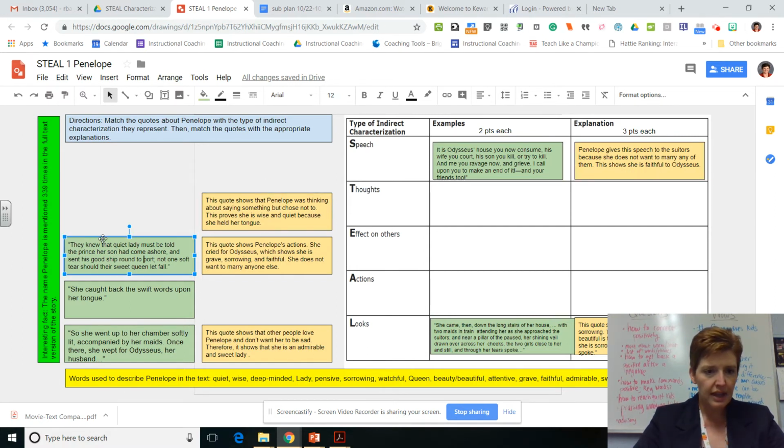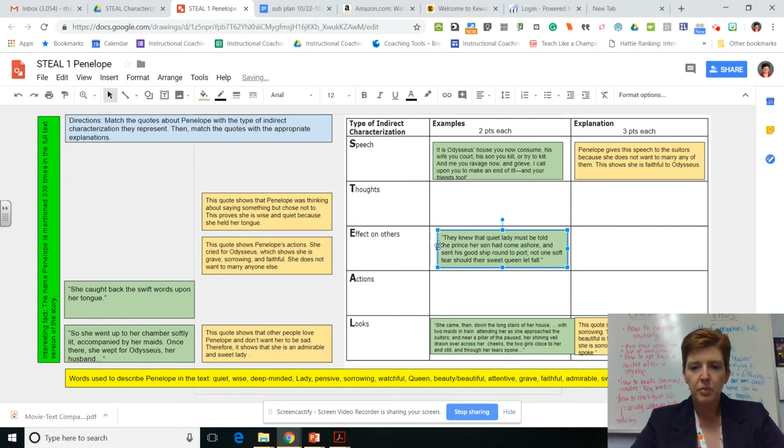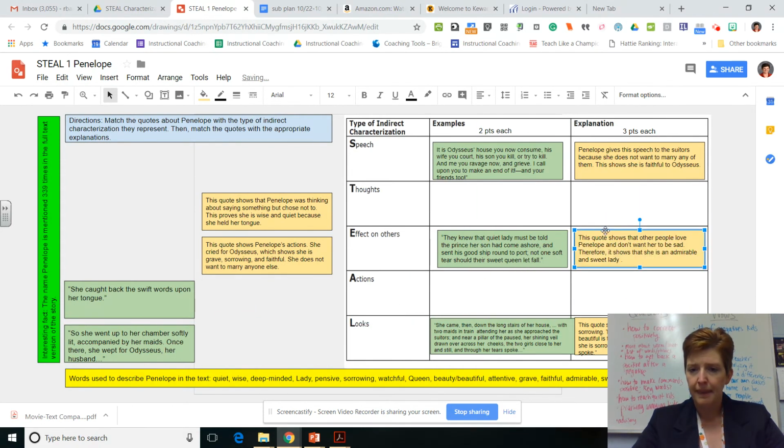This quote says, "They knew the quiet lady must be told that the prince, her son, had come ashore and sent his good ship around to port. Not one soft tear should their sweet queen let fall." Okay, that's the effect on others, and that's the hardest one, because all of Penelope's friends don't want her to be sad because they love her because she's so sweet and wonderful. So the explanation is this quote shows other people love Penelope and don't want her to be sad. Okay, effect on others is the hardest because you have to think, how do other people react to the character?